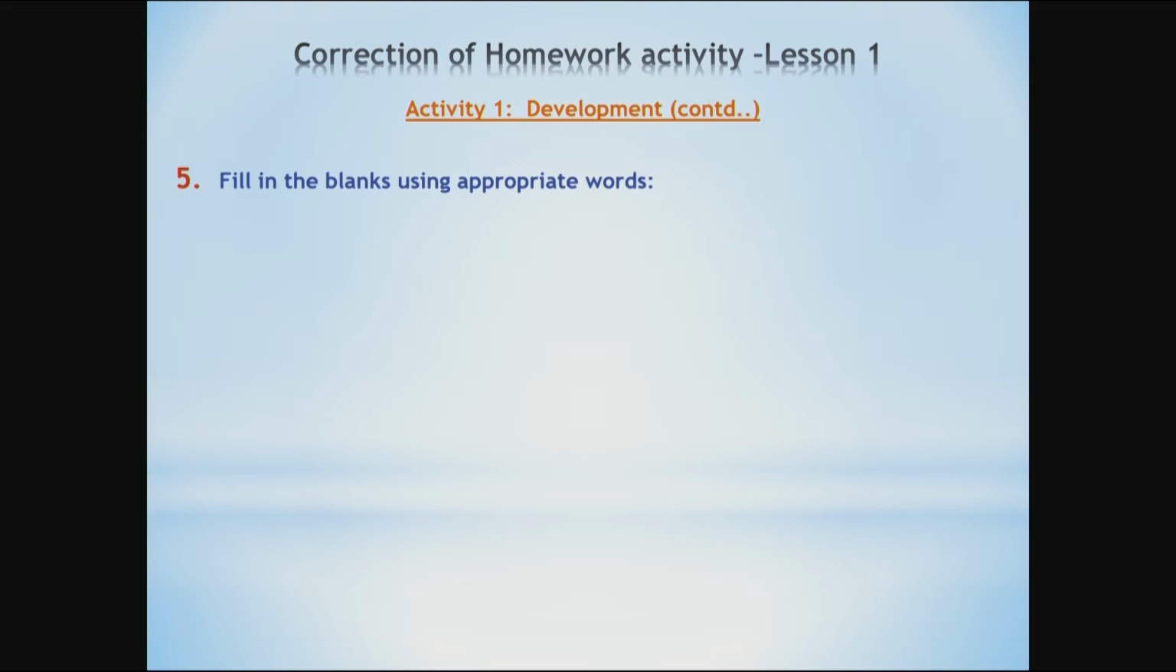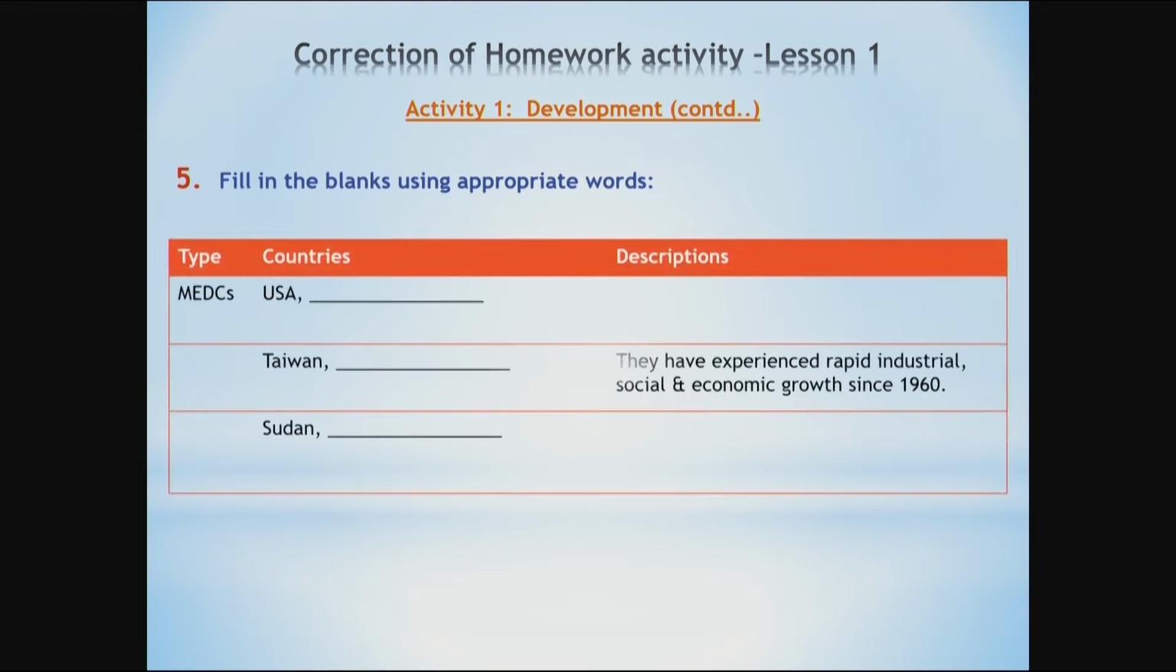And the 5th question, where we had to fill in the blanks with appropriate words, we had to use our own words. So we are given a table where we have type, so where we have to pick the type of countries, examples of countries, and descriptions. So I gave you one description, and I see Taiwan here, and the description is they have experienced rapid industrial, social, and economic growth since the 1960s.